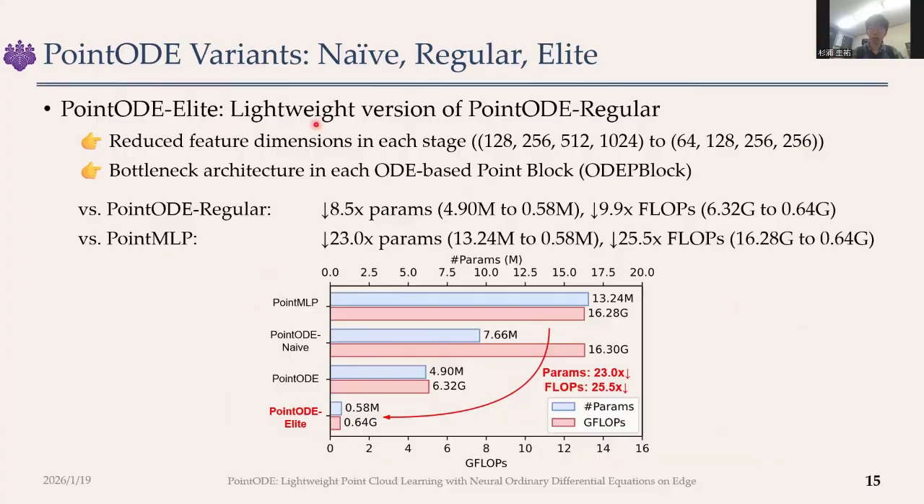And PointODE-elite is a lightweight version of PointODE regular. We reduce the number of feature dimensions in each stage and employ a bottleneck architecture in each ODE-based block. Compared to the regular version, this elite version has 8.5 times fewer parameters, and compared to the original PointMLP, this elite version has 23 times fewer parameters and 25 times less computational cost.